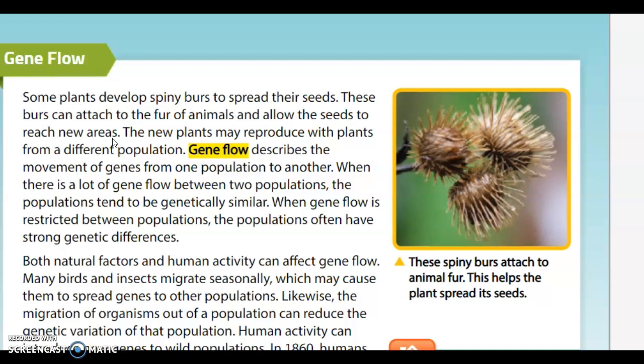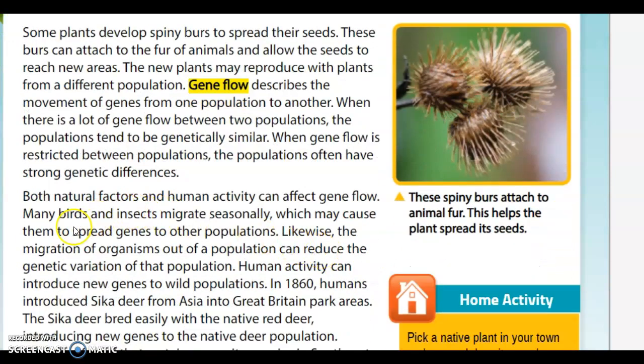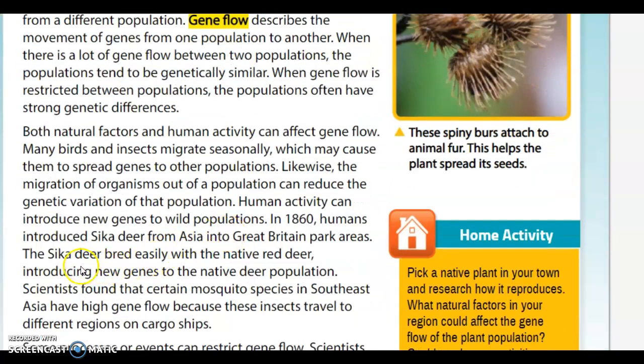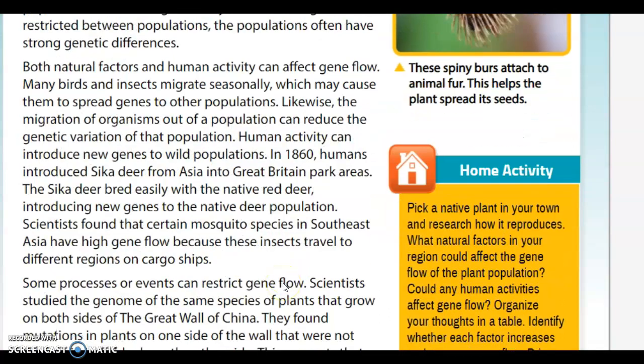This can also happen due to natural and human activities. Many birds and insects migrate in search of their food, in search of their mates, and so many resources. One more example given is that of Sika deer that bred easily with the native red deer, introducing new genes to the native deer population.